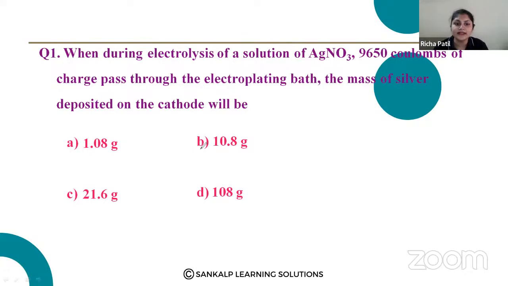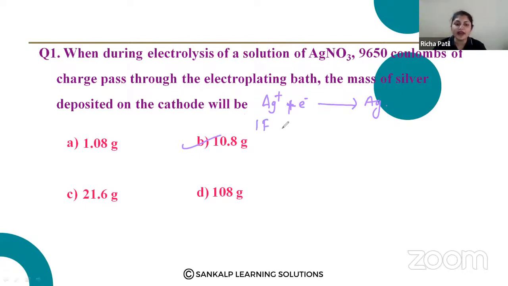Yes, it is B. Most of you have answered it right. We'll solve this for those who have not understood why it is B. You know that this is a reduction reaction. During electrolysis of a solution of AgNO3, the reaction goes like this: Ag plus plus an electron, giving you Ag. This is reduction. Reduction is the gain of electrons, right?